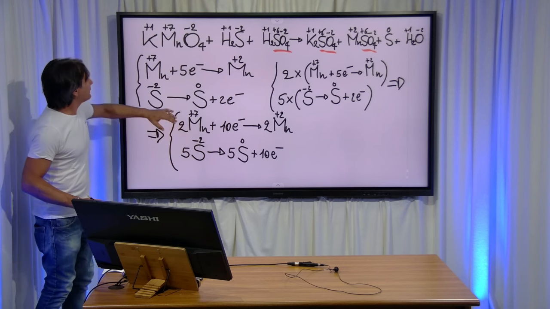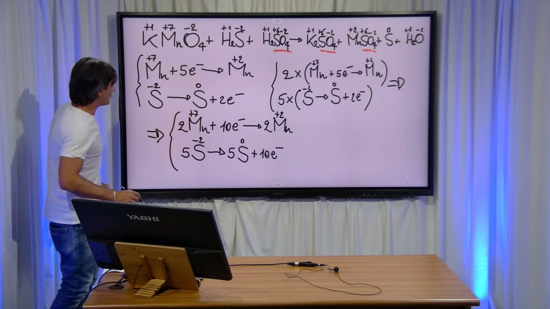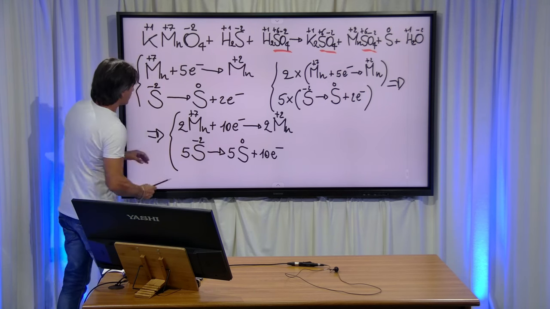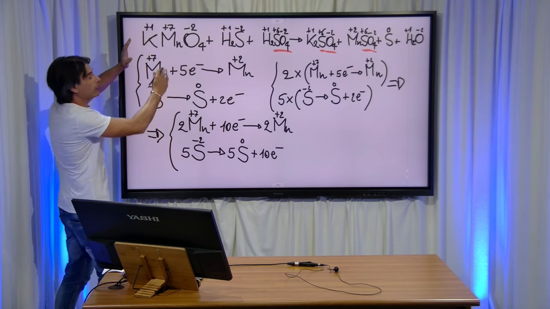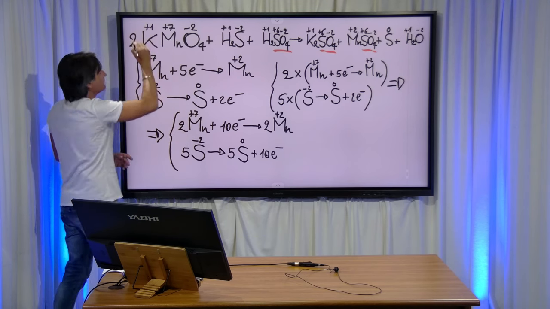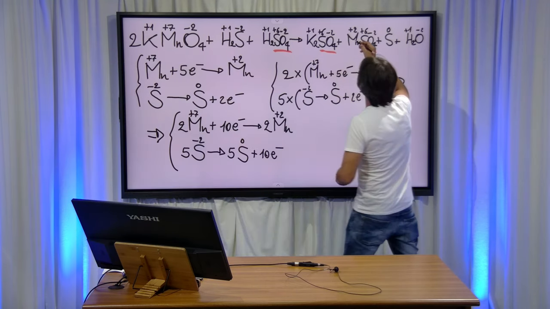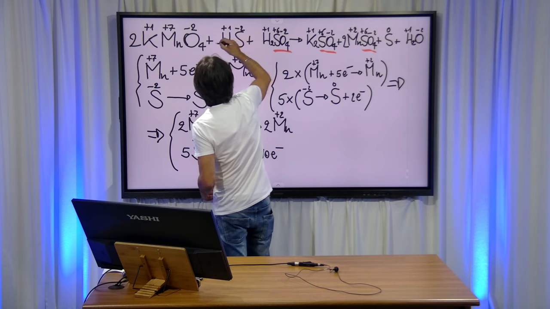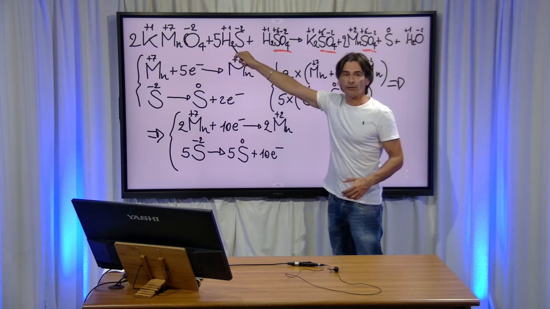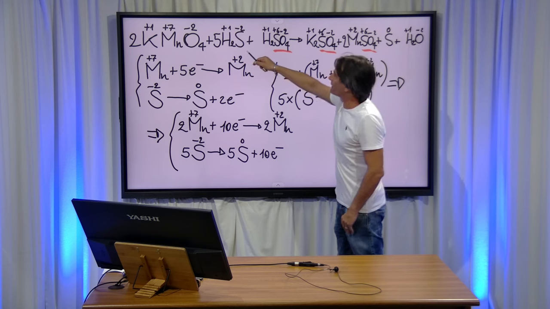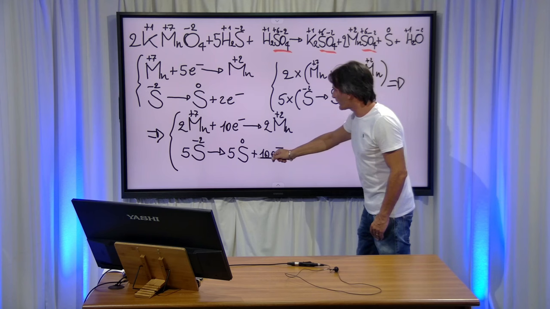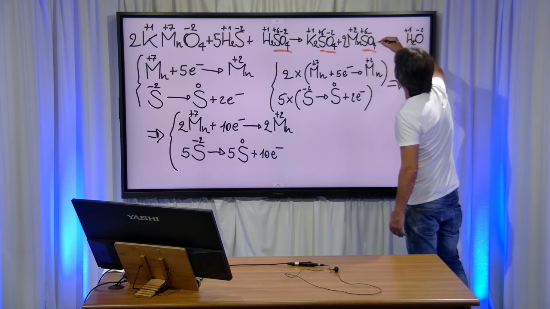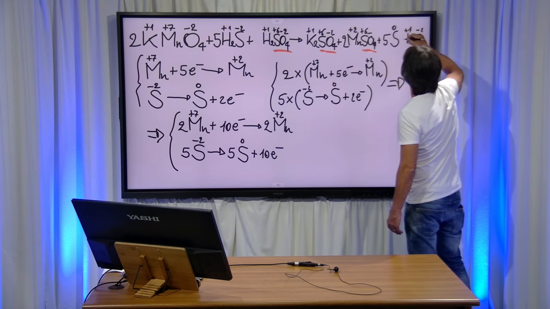Now we can go back to the whole reaction and introduce the stoichiometric coefficients we have found. So I have to put 2 in front of the formula containing the manganese plus 7. Then 2 in front of the manganese plus 2. Then 5 in front of the hydrogen sulfide, and 5 here in front. Plus 5 sulfur zero plus water.